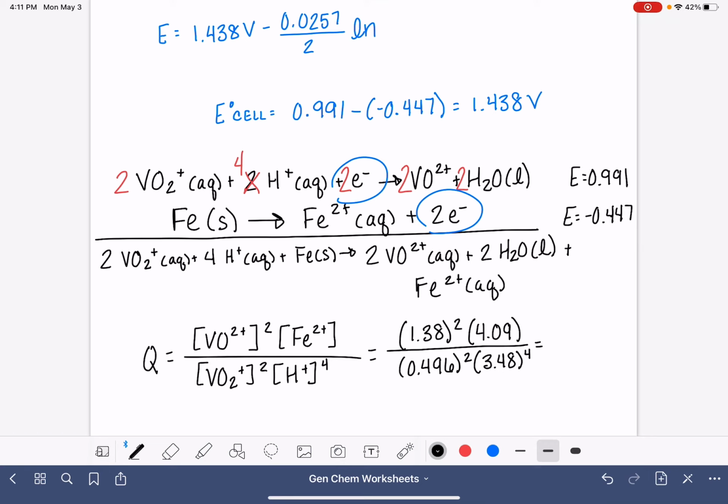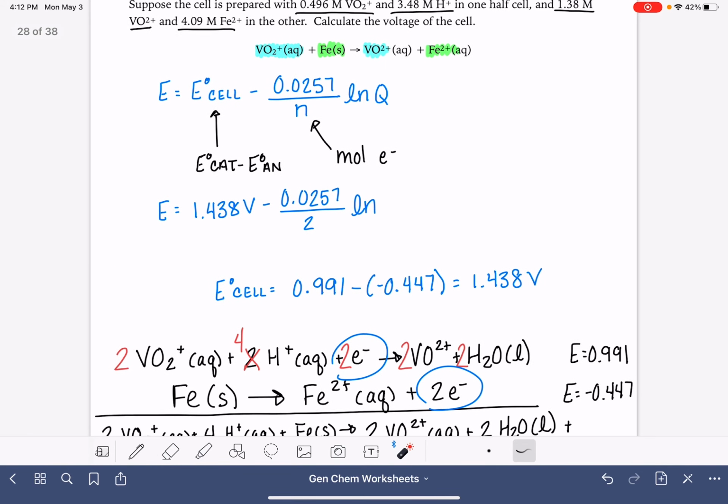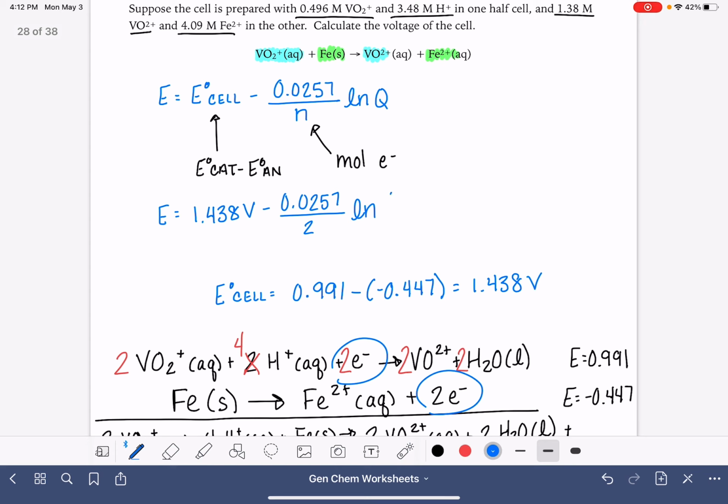1.38 squared times 4.09 divided by 0.496 squared and 3.48 to the fourth. And I am getting 0.216. That is the value of Q that we want to put up here in the Nernst equation. 0.216. So now all we have to do is just solve all of this math.